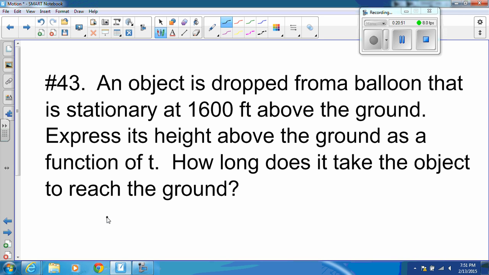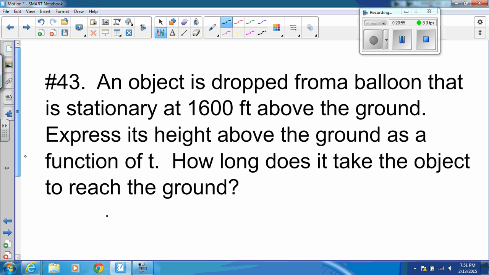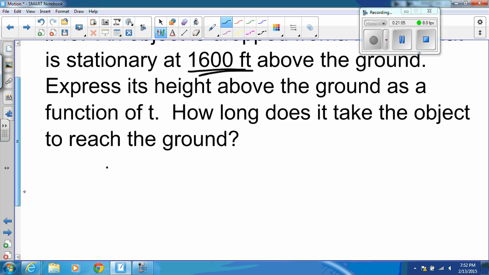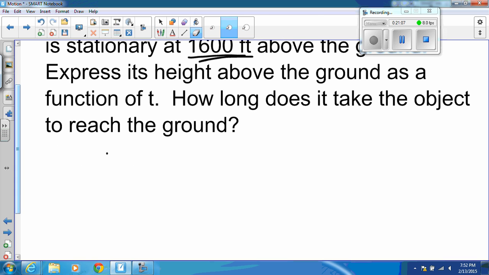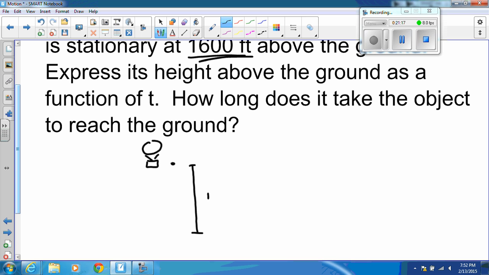Here's how this works out in practice. An object is dropped from a balloon that is stationary at 1,600 feet above the ground. Express its height above the ground as a function of time t. How long does it take the object to reach the ground? At first, it seems like we're not given enough information. The only thing we're given is that it is 1,600 feet above the ground. But actually, a little bit more is given.